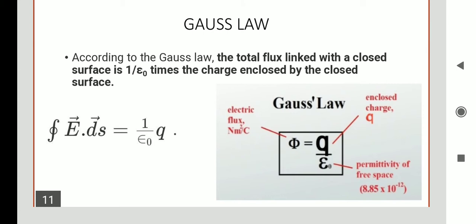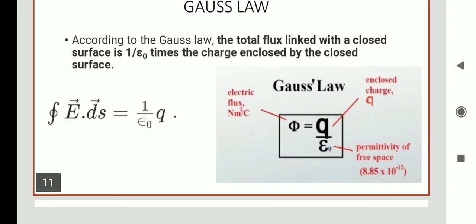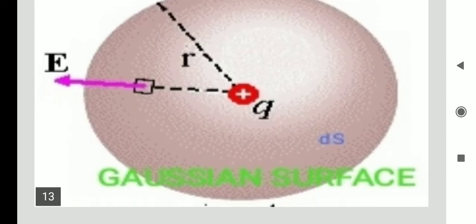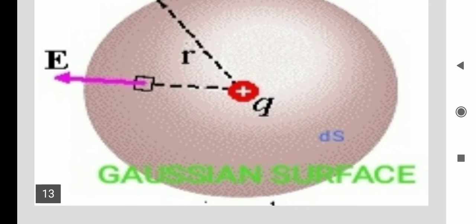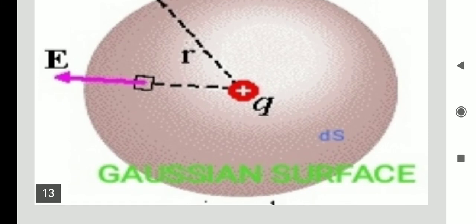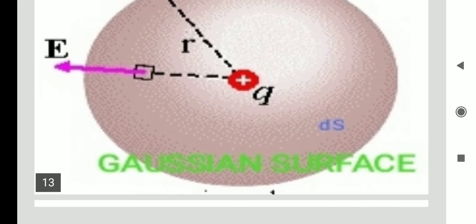That means in a closed surface, what is a closed surface? A surface without any edges is a closed surface. In a closed surface, whatever flux is generated, the flux is equal to 1 by epsilon naught times the given charge. Here is the figure with E, R, Q and ds. The surface which we use to explain Gauss theorem is called the Gaussian surface.